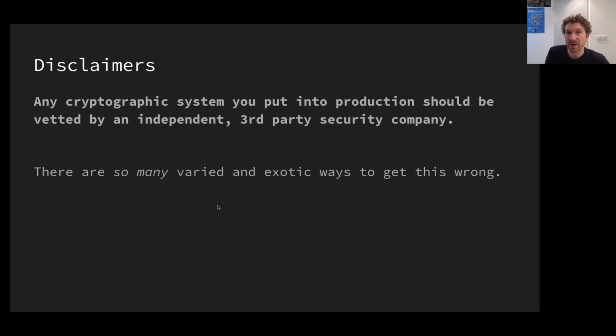Okay, so if you do happen to write your own cryptographic system, that's fine. It's good. Go deep, learn about it. But if you're going to put it into production, especially if you're selling devices or you work for a company, you need to do the due diligence of having it independently vetted by a third-party company. I'm not recommending a company here. This isn't a sales pitch, but there are just ways to get this wrong that you couldn't even imagine. They feel like magic, the ways in which this can go wrong.